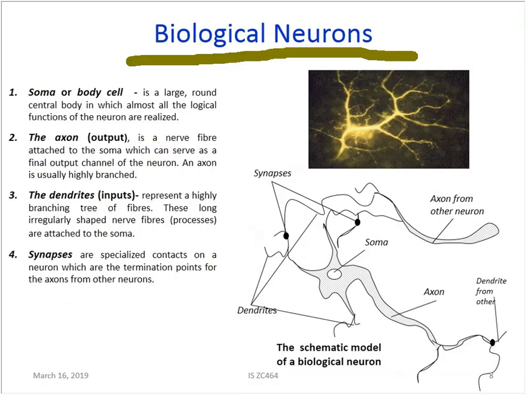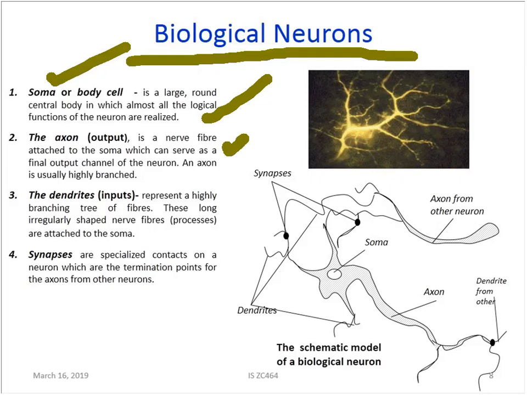So the biological neurons have a body cell which is a large, round, central body in which almost all the logical functions of the neurons are realized. And then there is this axon, which is the output. It is a nerve fiber attached to the soma, which can serve as a final output channel of the neuron. An axon is usually highly branched. So definitely you may have to consult a biology expert or a neurosurgeon who knows different things about the neural architecture in the human brain.